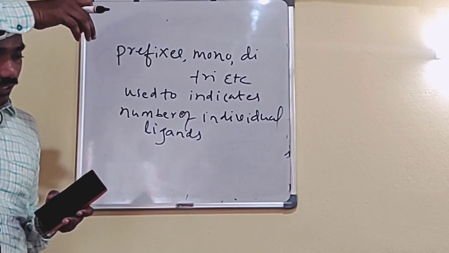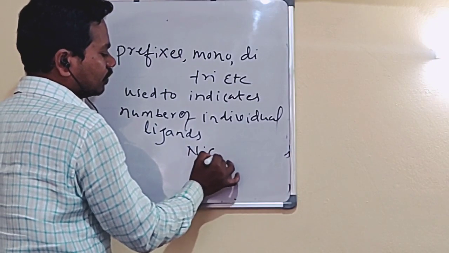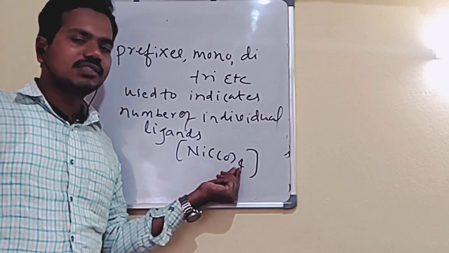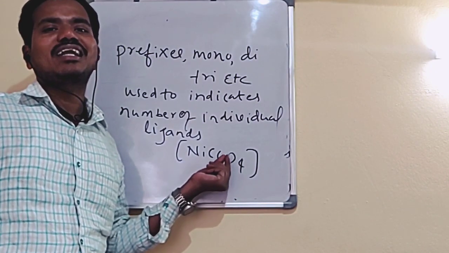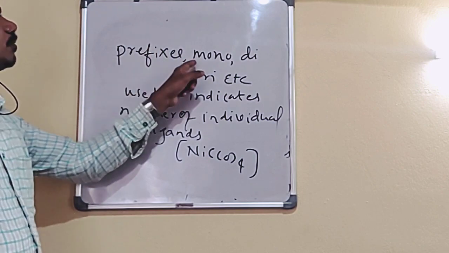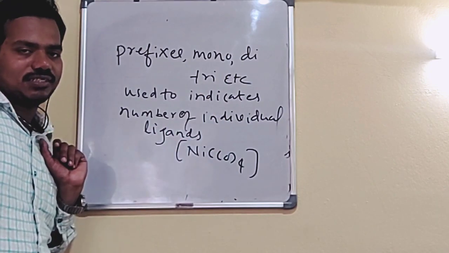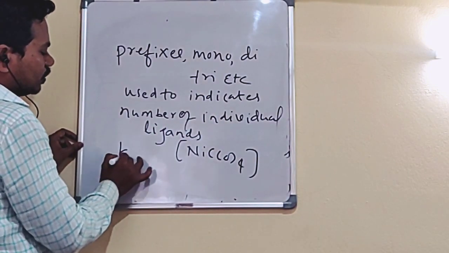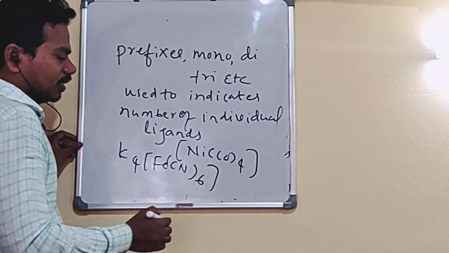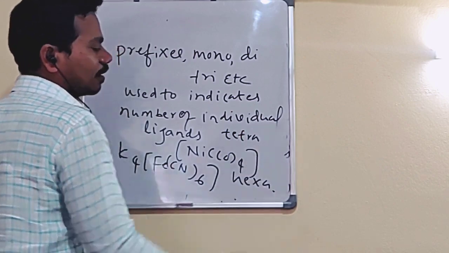So the number of individual ligands means, for example, suppose there is Ni(CO)4. Here, how many ligands? 4 ligands. So therefore it is tetra. So prefixes mono, di, tri, etc. are used to indicate the number of individual ligands. For example, in the complex K4[Fe(CN)6], how many ligands here? 6. So this is hexa. And that one is tetra.